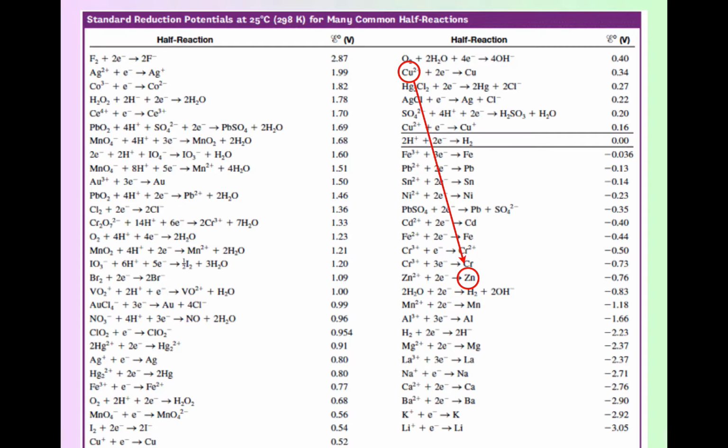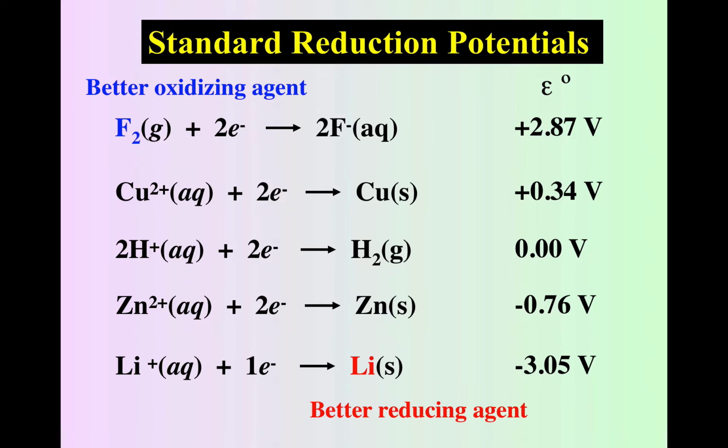So as far as our reaction goes, right, copper 2 plus will take electrons away from zinc to form zinc 2 plus. All right, so this is where we get the voltages from, right? The reduction potential for copper 2 plus is 0.34 volts. If I turn the reduction potential for zinc 2 plus around, I get the oxidation potential for zinc.